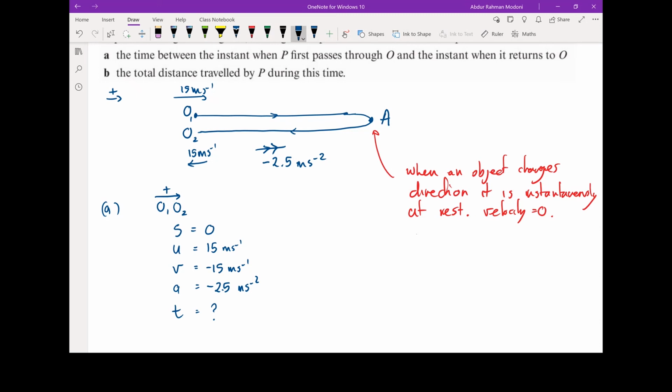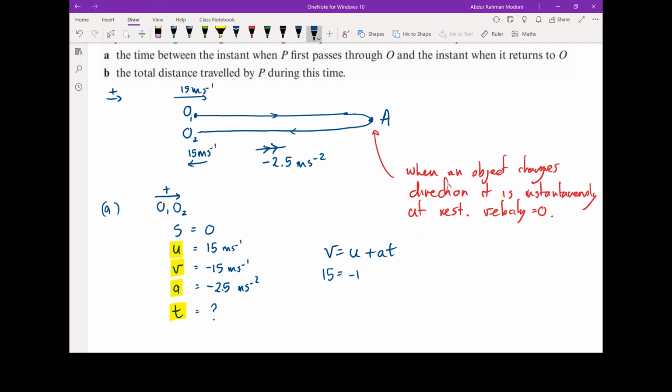Suppose I want to use V equals U plus AT. So V is equal to U plus AT. V is known, U is known, A is known, and T is the unknown. So that's fine because I have one unknown here. So using this, I'll go and substitute the values in.